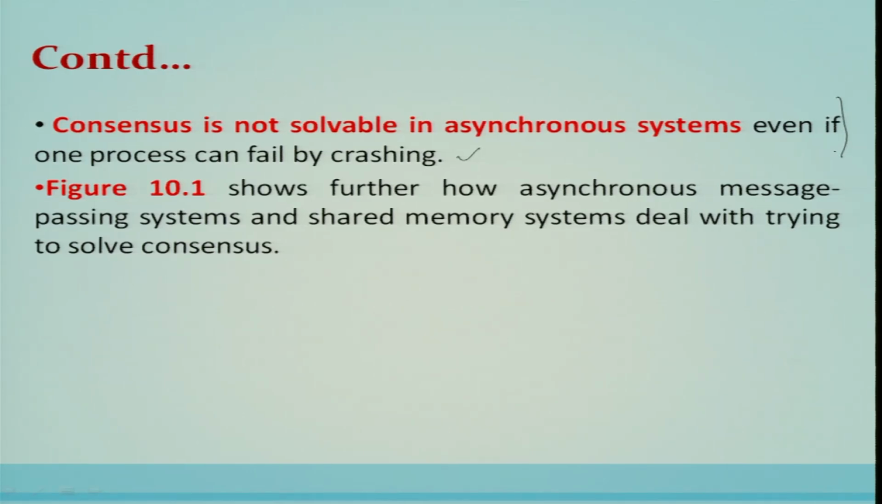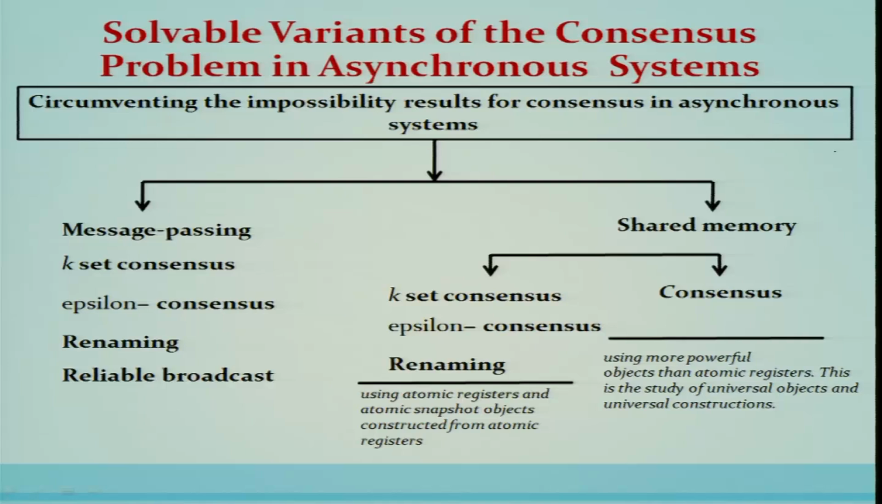The next figure further shows how the asynchronous message passing system and the shared memory system deal with trying to solve the consensus problem. Since you know the impossibility of the consensus problem under an asynchronous system, what we can do is solve a variant of this consensus problem in this model, that is, in the asynchronous system, and that is shown here. Under the message passing system, variants of the consensus problem are k-set consensus, epsilon consensus, renaming, and reliable broadcast, which we will see in more detail in the next few slides.